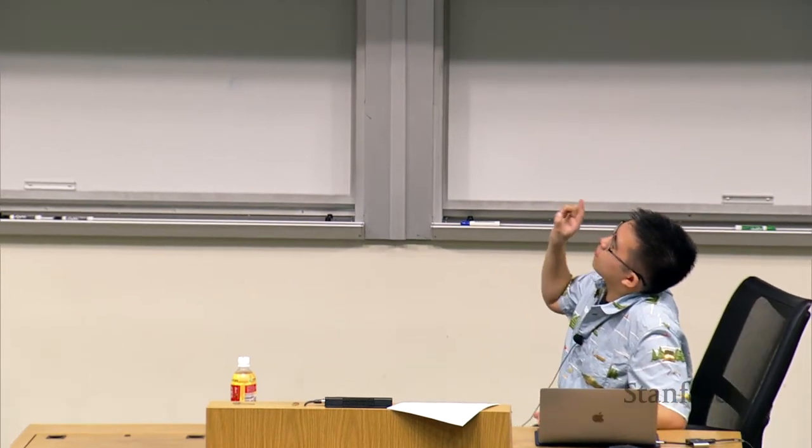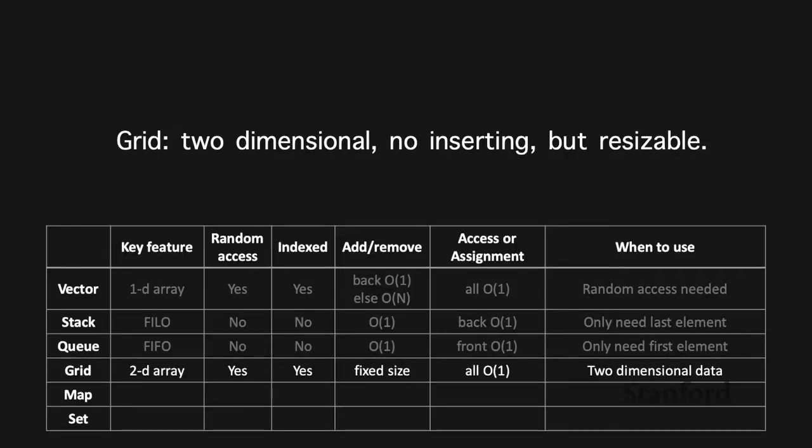That's almost correct. There is one small difference: for a grid, you can't just randomly insert an element into the grid. If you insert an element, that messes up the columns and the rows. So there's no way to easily just insert something. You can resize a grid, right? For Game of Life, you did resize grids. But you can't just randomly insert into grids. Okay. Cool.